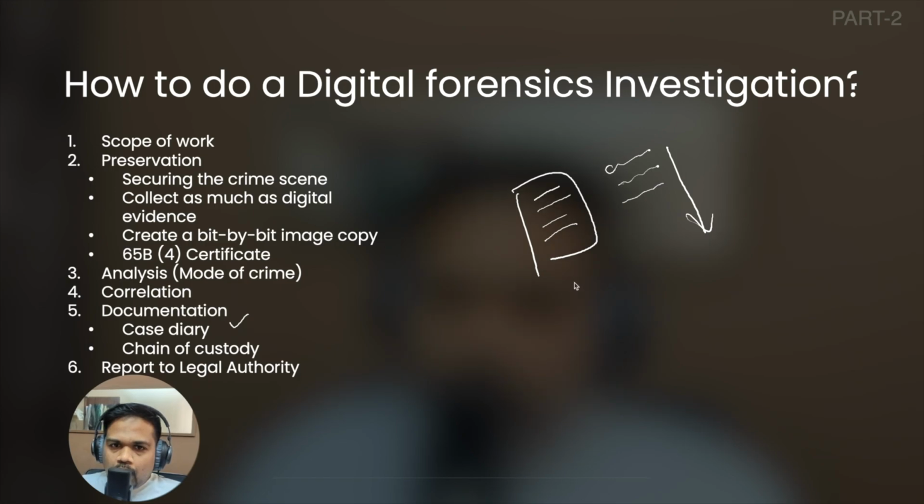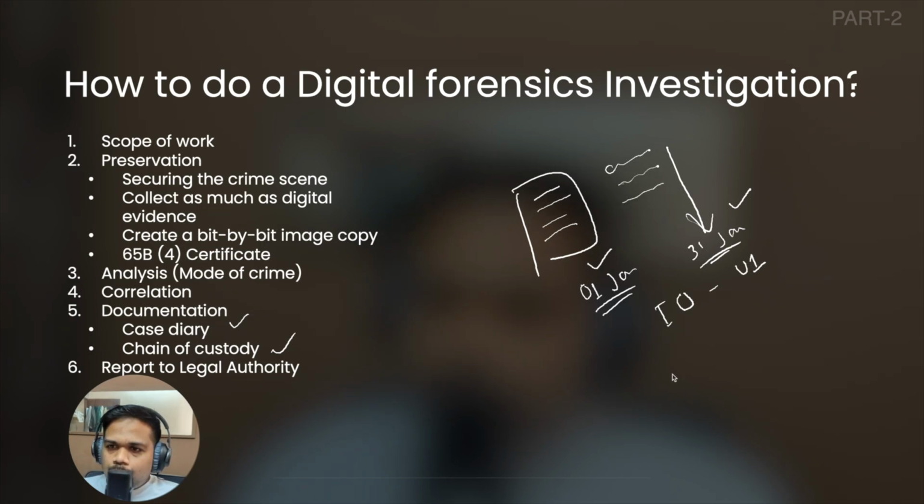Okay, so another part: chain of custody. Consider today is the 1st of January. From the 1st of January to the 31st of January, the in-charge will be your investigating officer, who is working as user 1. Now he got transferred to another branch. Consider from the 1st of February to the present, he or she is the IO for the investigation, going to a different police station.